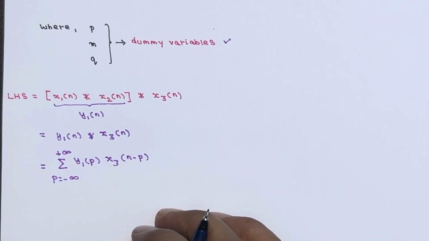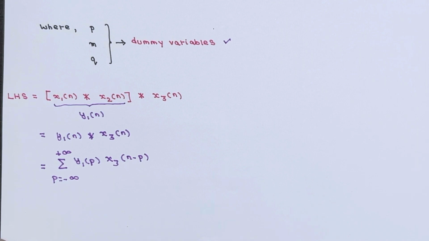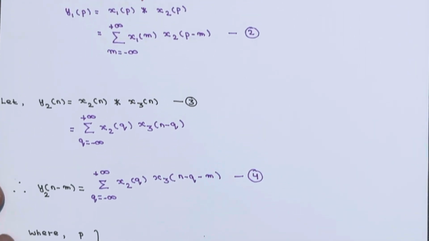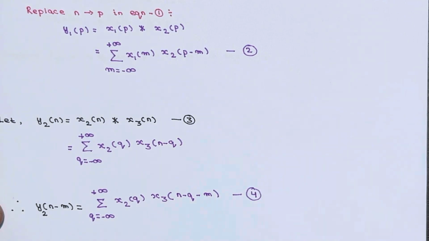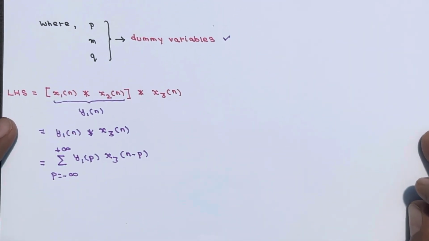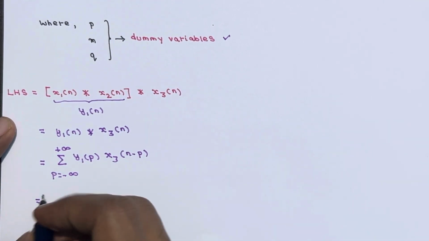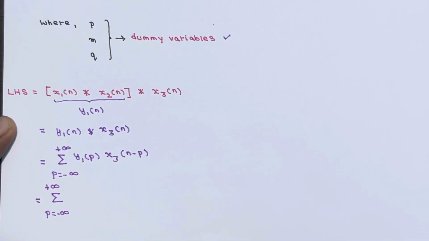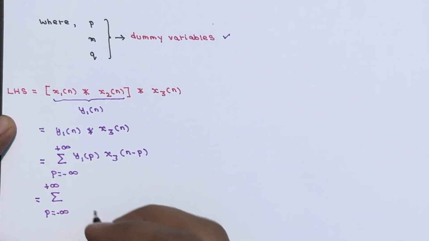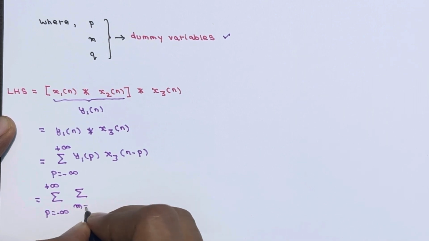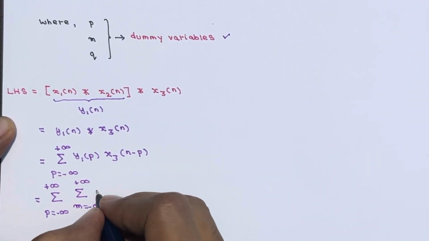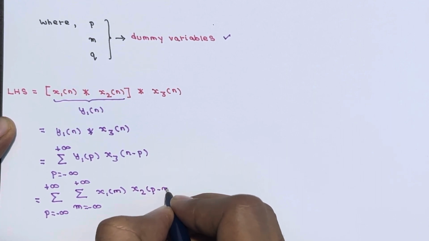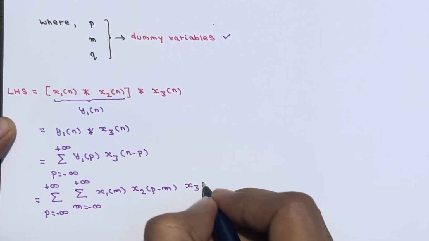Now we already know about this y1 of p. What is y1 of p? Equation number 2. Remember equation number 2: y1 of p is equal to this. Now let's replace that. So this becomes the summation, where p goes from minus infinity to plus infinity, and y1 of p is equal to the summation, where m goes from minus infinity to plus infinity, of x1 of m into x2 of p minus m, and into x3 of n minus p.